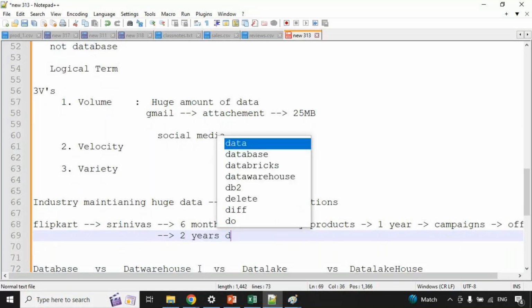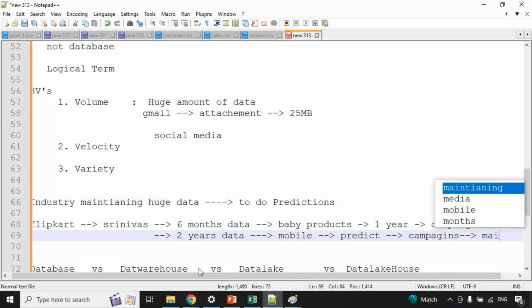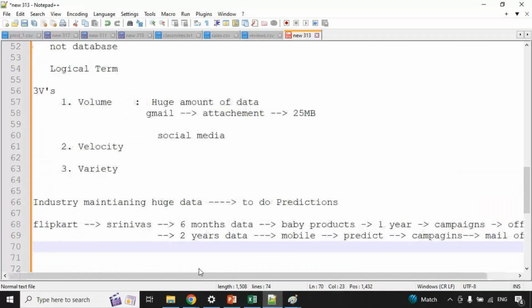Consider they are maintaining 2 years of data. 2 years back, I purchased a mobile. Now they can predict that this candidate may change the mobile, so they can run the campaigns, and you will get mail offers. As they maintain a huge amount of data, they can do some predictions.